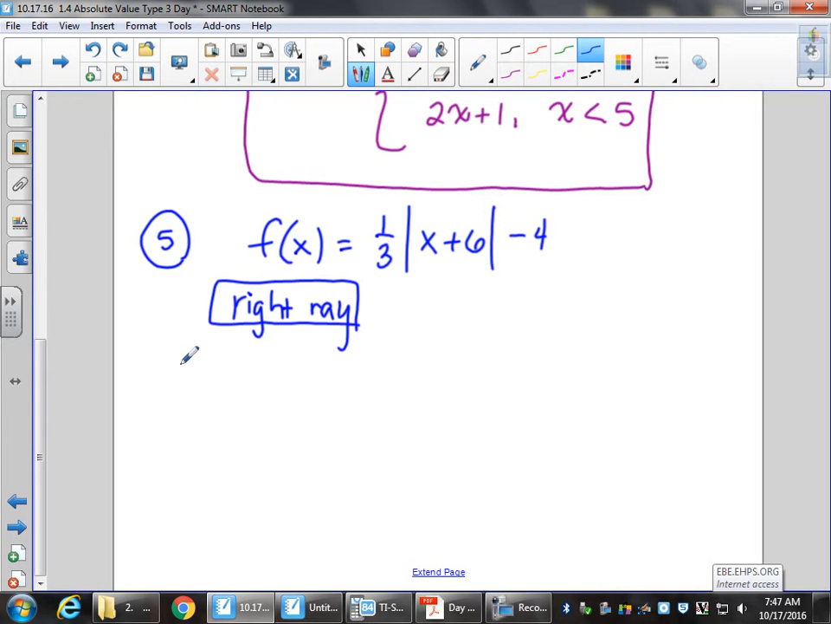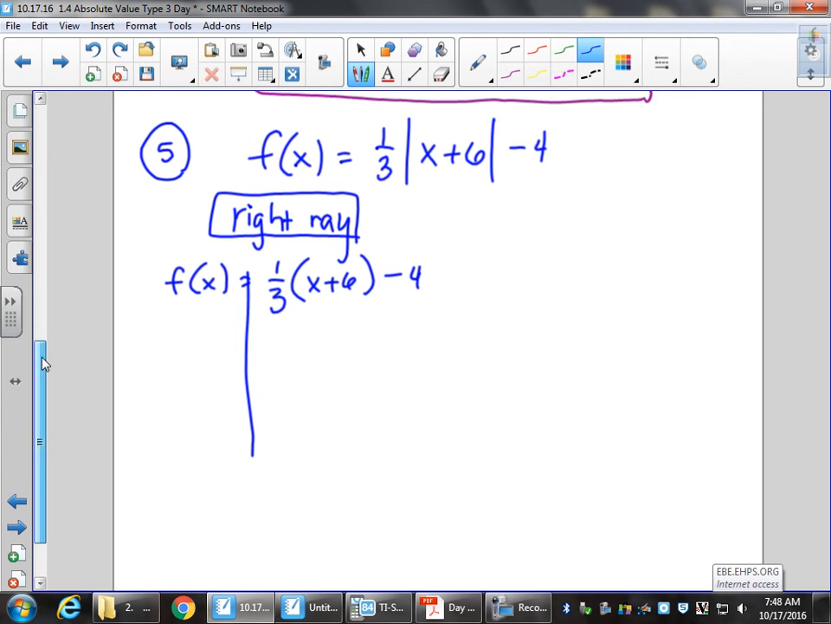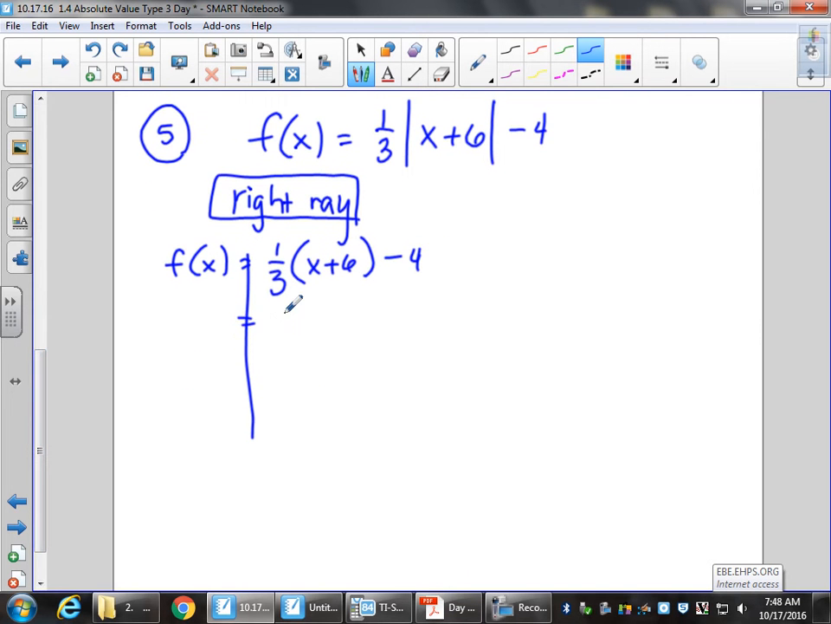Okay, so for the right ray, what do we do? Do you change anything? No, don't change a thing. All we're doing is saying the absolute value bars become parentheses, and we're going to figure this out. So this is going to equal 1/3 x plus 2 minus 4, which is 1/3 x minus 2.